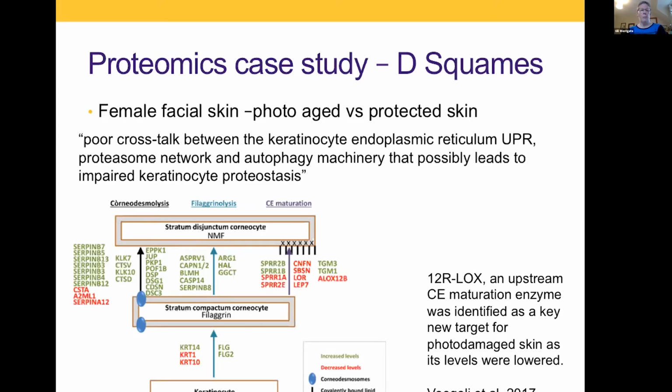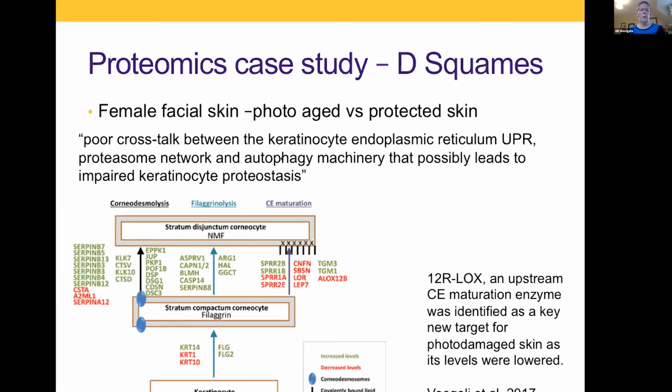They can show the proteins that are involved in corneodesmolysis, which is involved in desquamation, by filaggrin analysis, which is important for the production of the skin moisturizing factors, and then the cornified envelope maturation. So they're able to look at the differences and show which are up and down regulated. And they found that a particular protein, which is upstream of cornified envelope maturation, was identified as a new target for photo-damaged skin as its levels were lowered.